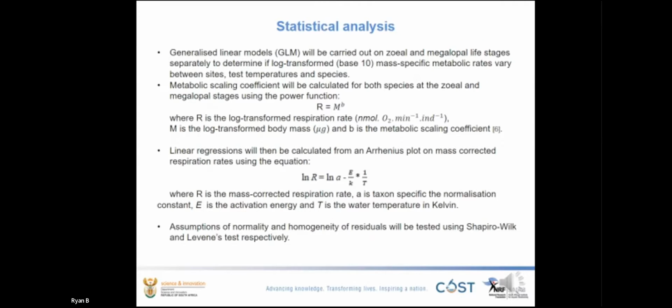For the statistical analyses, generalized linear models will be carried out on the zoeal and megalopal life stages separately to determine if log-transformed mass-specific metabolic rates vary between sites, test temperatures, and species. Metabolic scaling coefficient will then be calculated for both species at both life stages using the power function. Linear regressions will then be calculated from an Arrhenius plot on mass-corrected respiration. And for all statistical analyses, assumptions of normality and homogeneity of residuals will be tested using Shapiro-Wilk and Levene's test respectively.